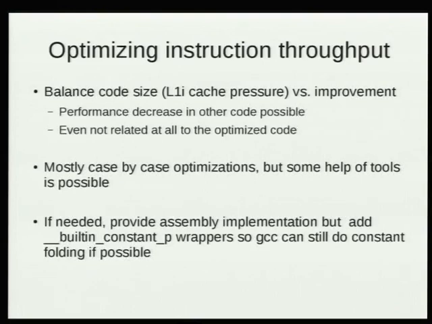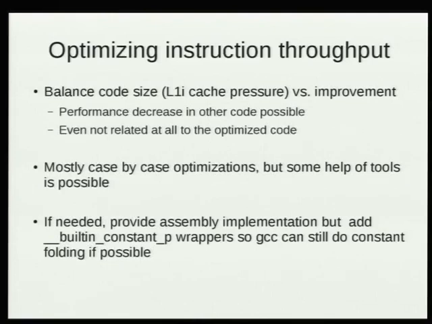Yeah, and if you try to do that in assembly, always try to also program a builtin constant p wrapper. So basically, in case you push constant values to the compiler, it can eliminate the whole implementation and does not need to run the assembly code, because GCC can, of course, not optimize assembly code and can only constant fold what is written in plain C.